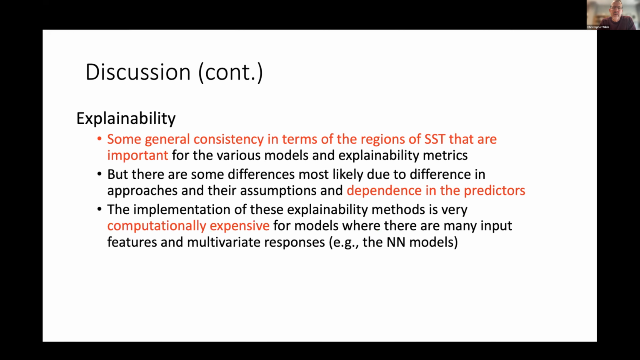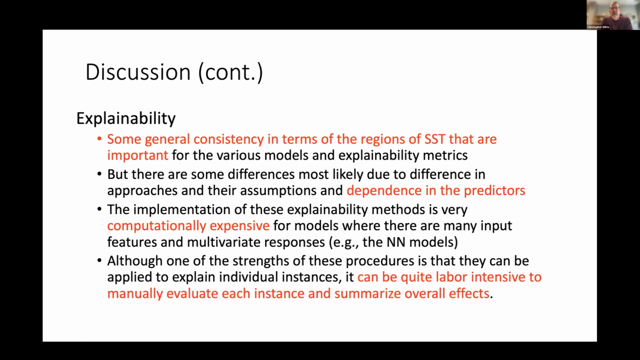The other thing is that these methods can be very computationally expensive, particularly Shapley values, when there are a lot of input features and multivariate responses. So we really gave this one of the most difficult problems that we could, and I think it showed. And it limits our ability to consider other alternatives and different tunings.